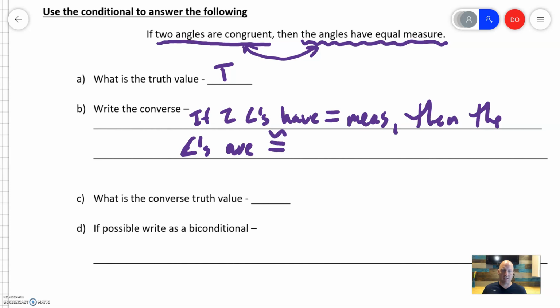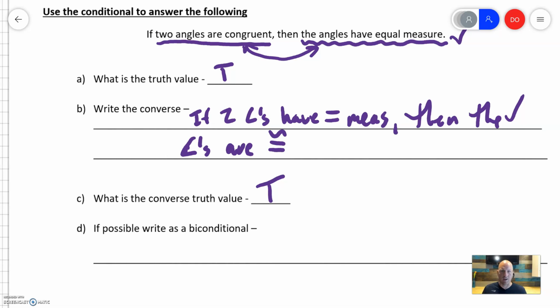So now we ask ourselves, is the converse true or false? So if we read this again, is it possible for us to find two angles that do have the same measure that are not congruent? No, that statement's true. So if we have a true conditional, the conditional is true, the converse is true, we can now write our biconditional.